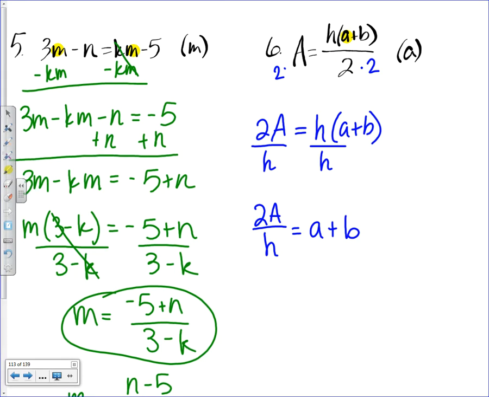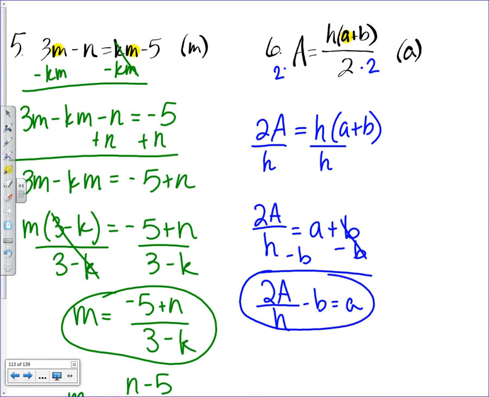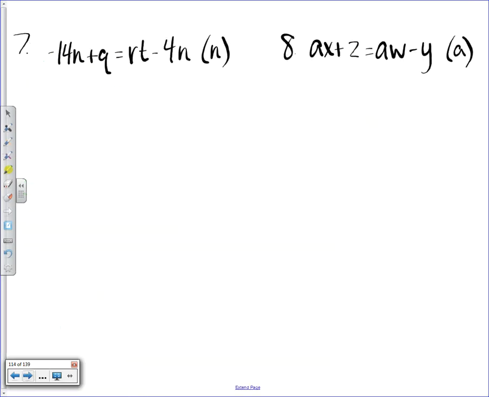Okay, now if I want to isolate that little a, I'm going to subtract the b. Remember, when you do this, the whole fraction is getting subtracted by the b, not just the denominator. So that would be your final answer. All right, let's do 2 more here and then we'll move to that handout.